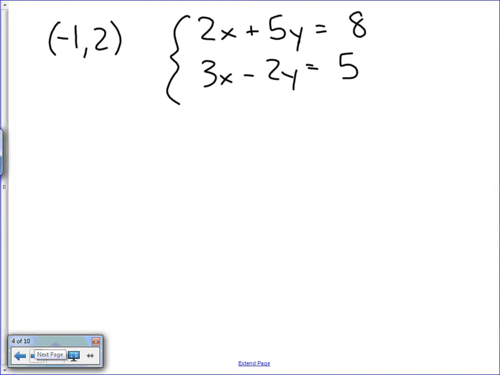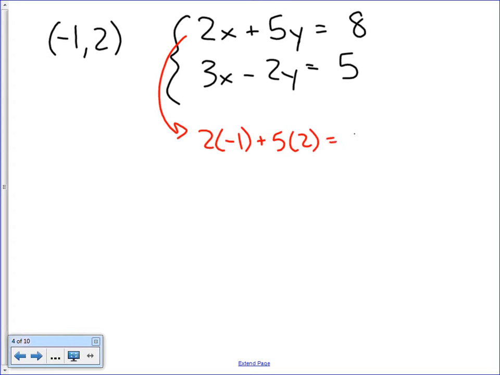Taking a look at this one, let's see if (-1, 2) works for both of these equations. For the first one, we have 2 times negative 1 plus 5 times 2. See if that equals 8. 2 times negative 1 will give me negative 2. 5 times 2 will give me 10. Remember your order of operations. Make sure to multiply first before you add them together. So does negative 2 plus 10 give me 8? And that is yes, so this one is good.